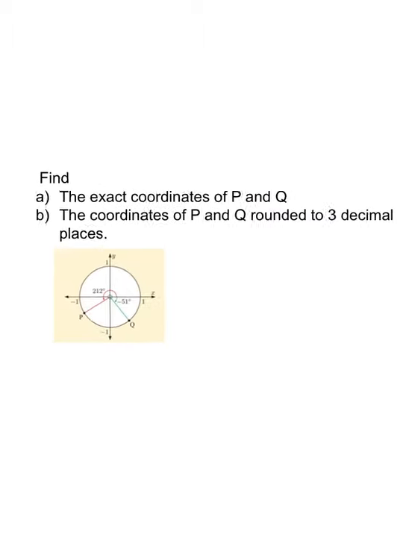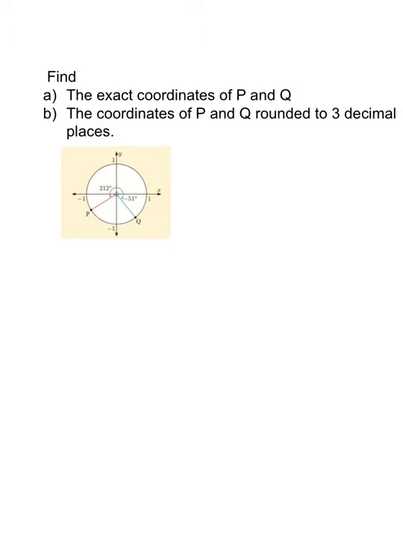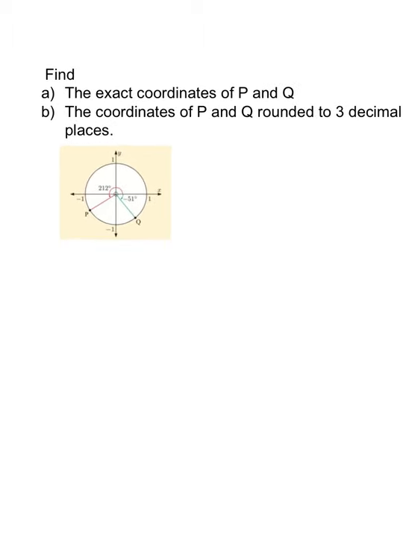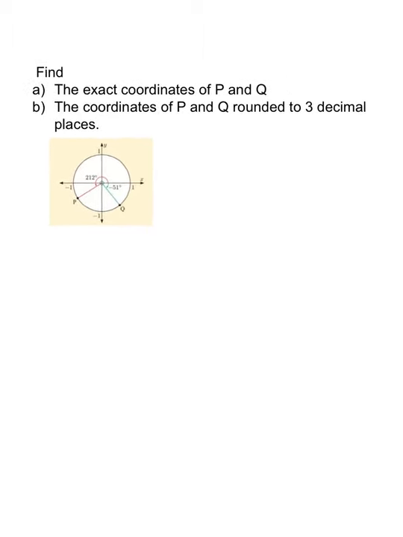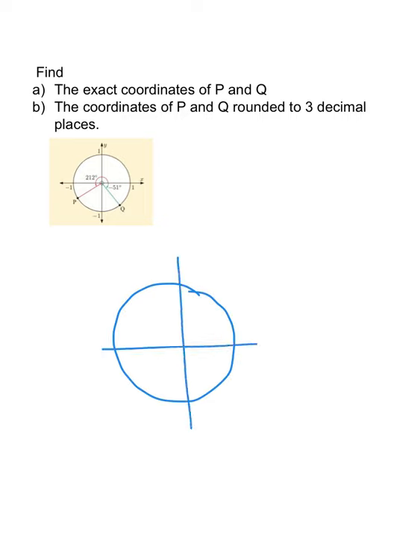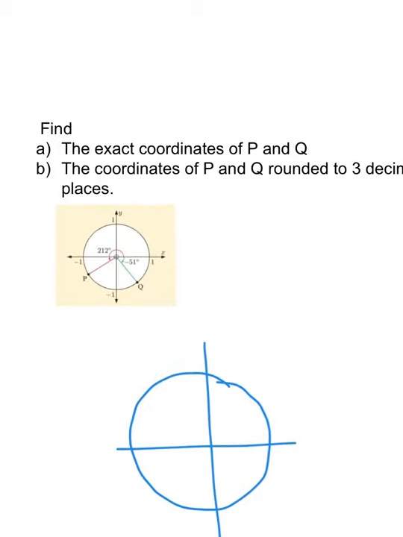Alrighty, what about this one? Find the exact coordinates of P and Q. And then find the coordinates of P and Q rounded to 3 decimal places. Alrighty, well, we've got our circle here, haven't we? Our unit circle. That looks like this. Got it up here actually, so let's not redraw it.